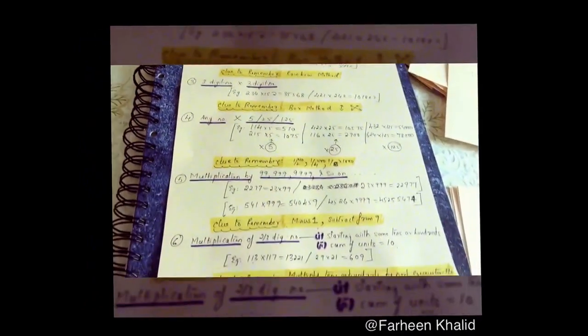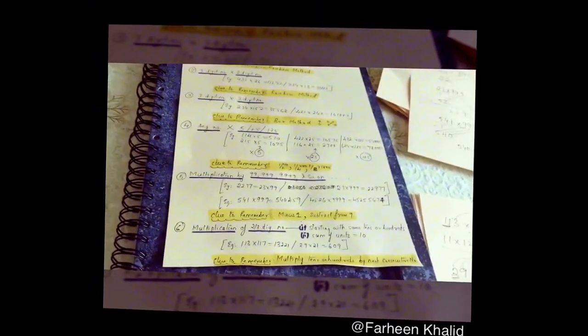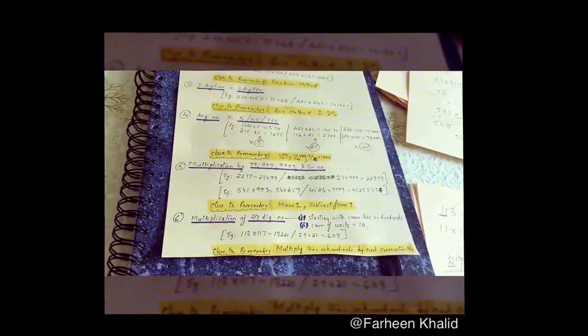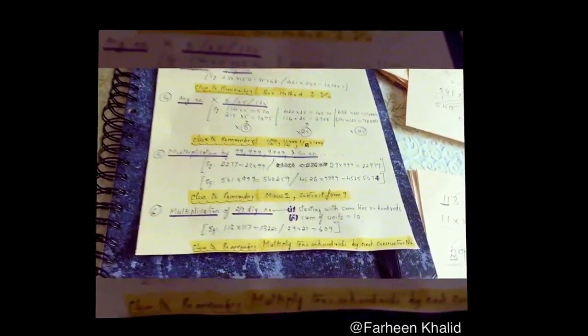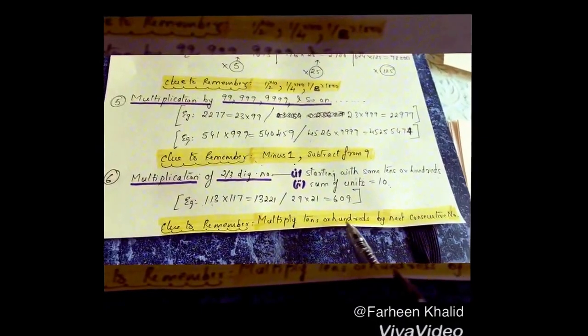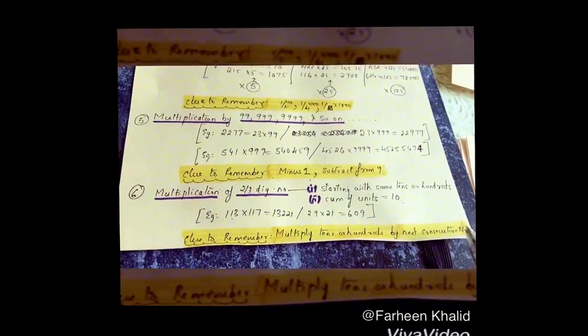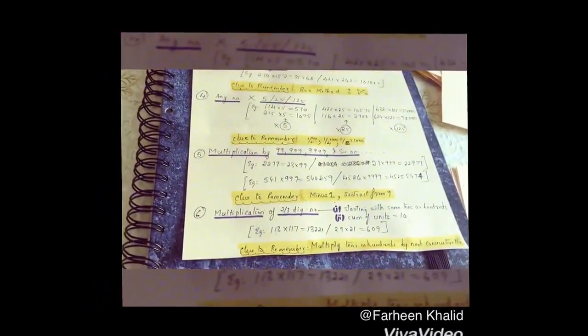All you have to do is remember these rules, and I shall try and put the pic of this sheet in the comment section so that you can find it easy. You can probably take a printout and keep this in mind. So here the clue to remember is multiply tens or hundreds by the next consecutive number. That's how easy it is.